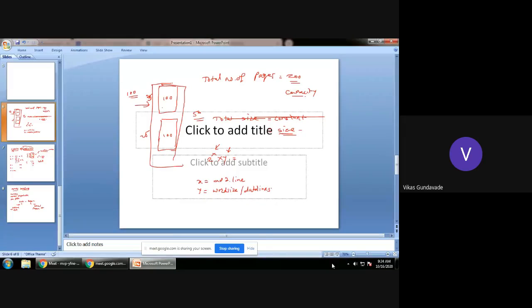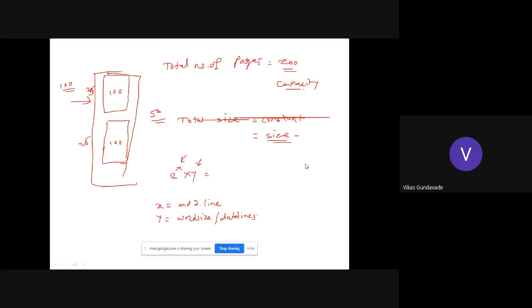Okay, so where were we? So x is representing the address lines and y is representing the word size or data lines which are interfaced to that particular memory. Okay. Now we take an example.